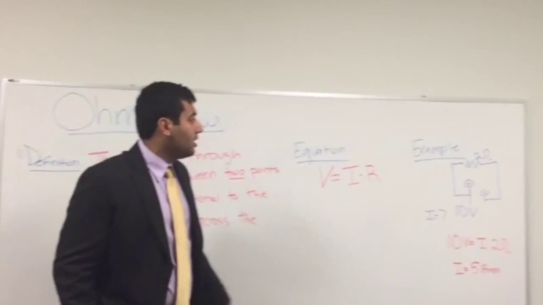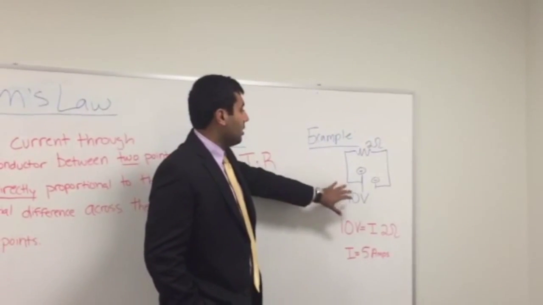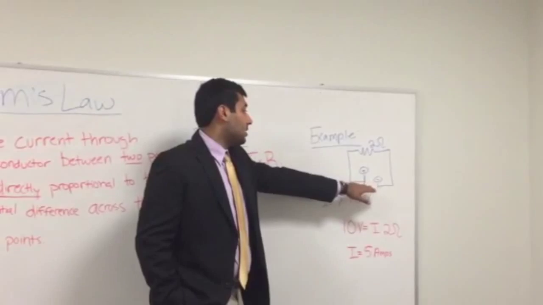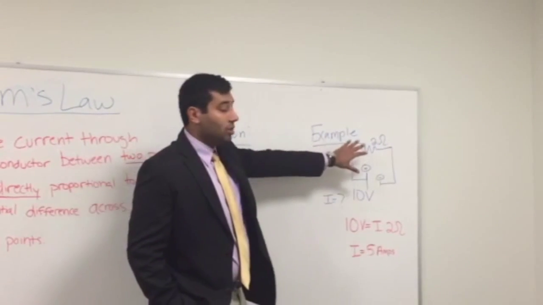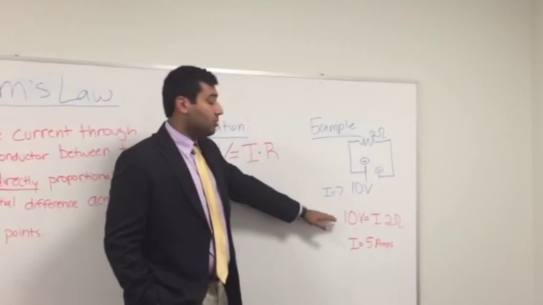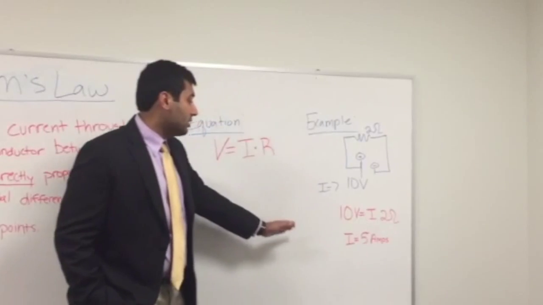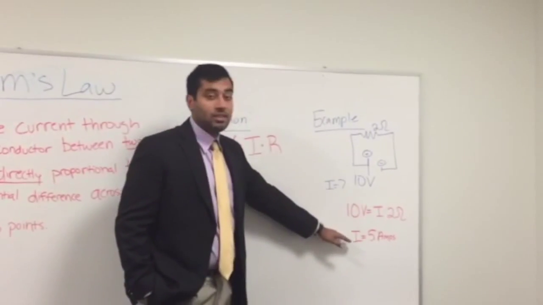So a simple example of Ohm's law is if we look at this 10-volt conductor where the flow of electrons goes from the minus end to the positive end. There's also a 2 ohm resistor, so we need to find the current. Using the equation V equals IR, we have 10 volts equals I times 2 ohms. And using simple math, we find that the current is 5 amps.